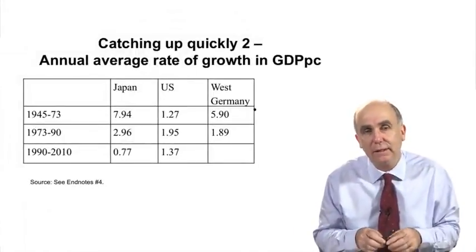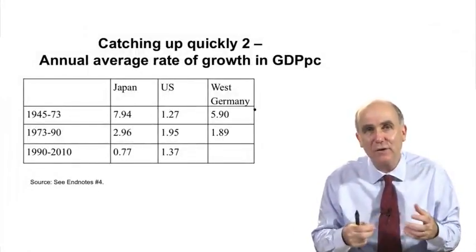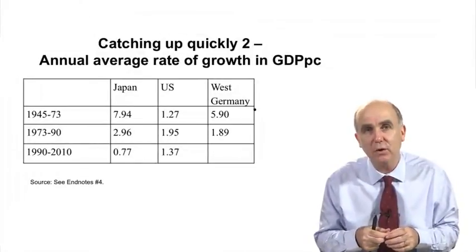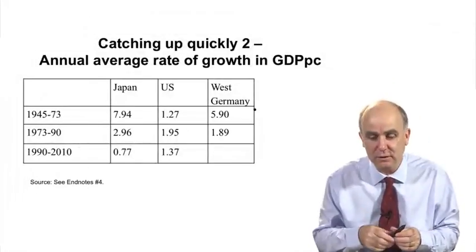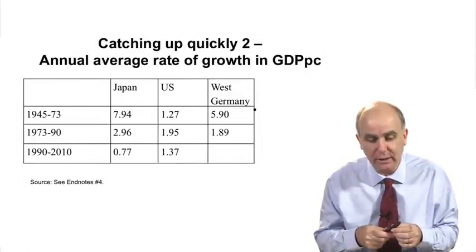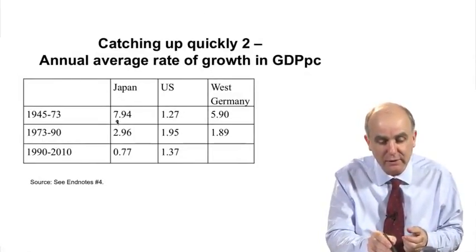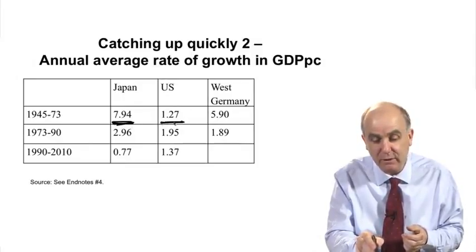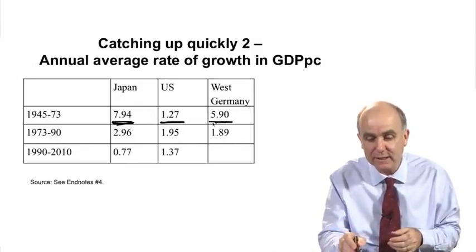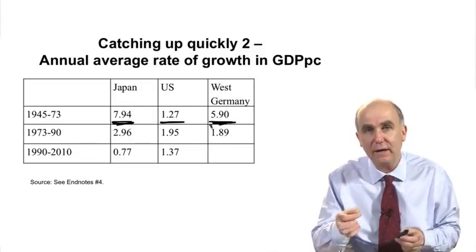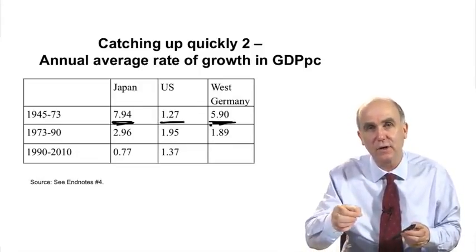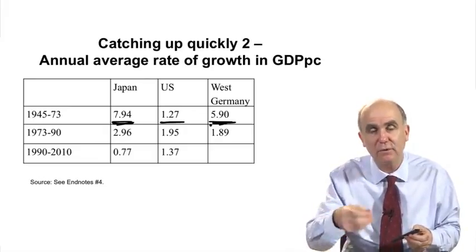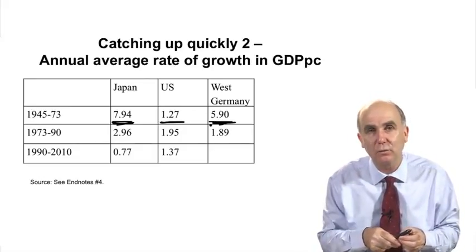This table gives some data on the average annual rate of growth in GDP per capita for Japan, the US and West Germany, which I've chosen as a benchmark Western European country. And you can see that first of all, from 45 to 73, Japan is growing well in excess of the rate in the US and even in excess of that of a country which has a very strong growth experience in Europe with scope for catch-up and convergence after World War II.